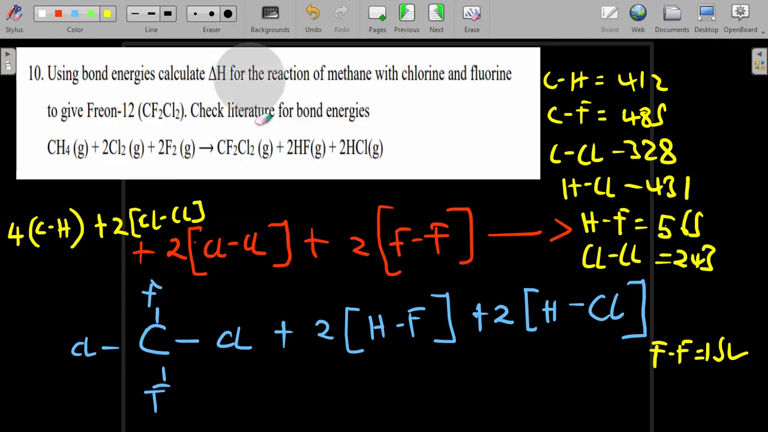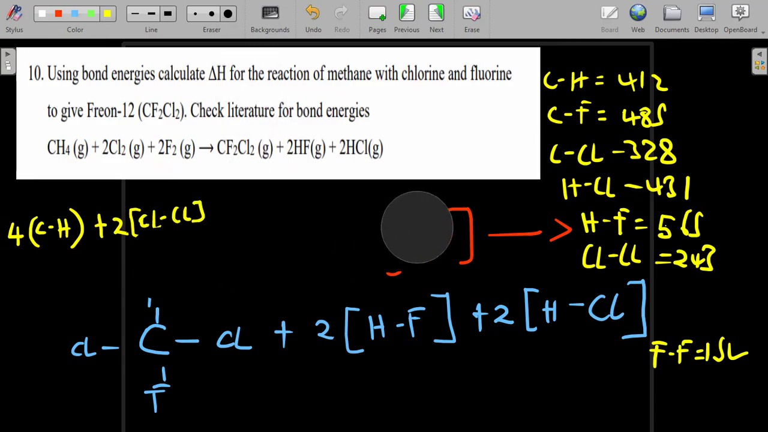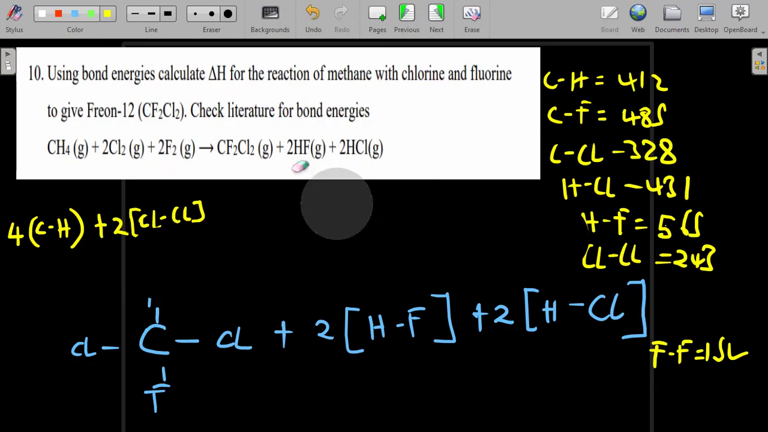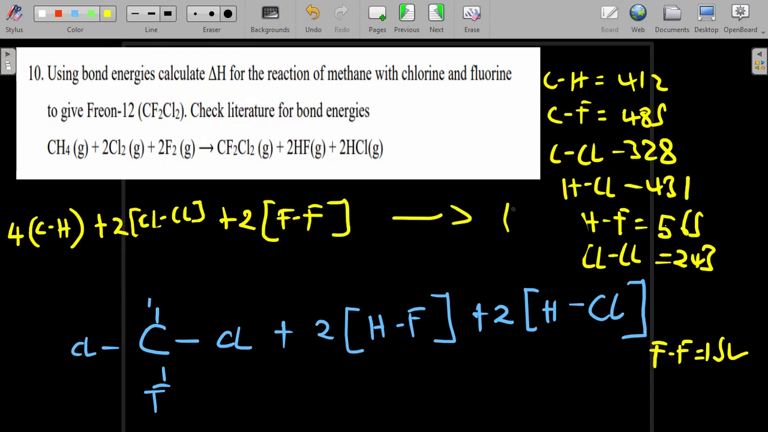Okay, so I'm going to erase this red part. Okay, and then I'm going to say plus 2, and then here we have F to F. Okay, and then that side we have the products here. So I'm going to come back to the products later.